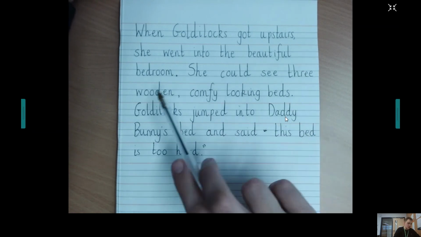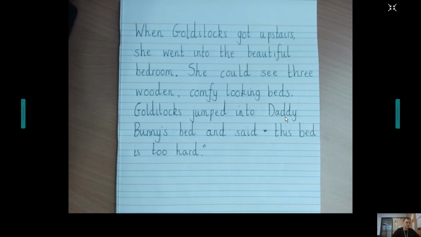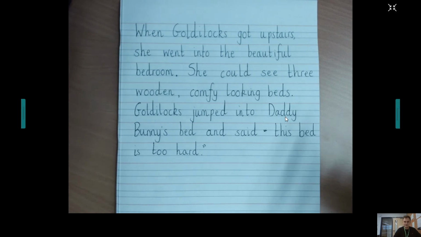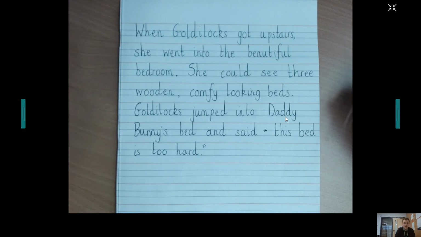She could see 3 wooden, comfy looking beds. It's a more beautiful description, painting a picture in the reader's head. Goldilocks jumped into Daddy Bunny's bed and said, "This bed is too hard." What happens next? Maybe have a flick back in the video to our text map if you're not sure. That's it, team. Goldilocks then jumps into Mummy Bunny's bed.